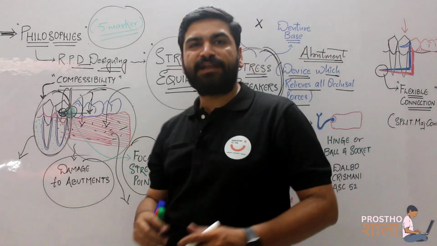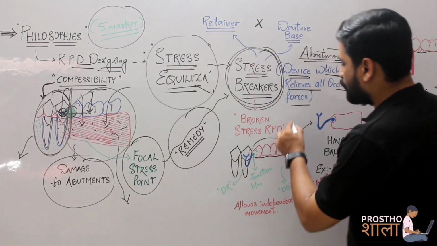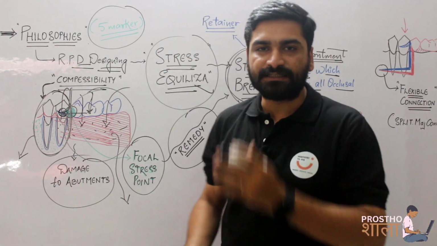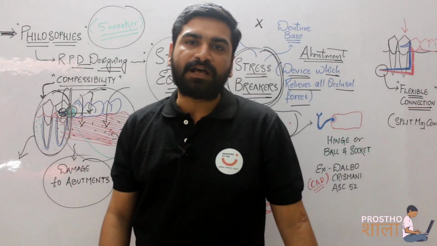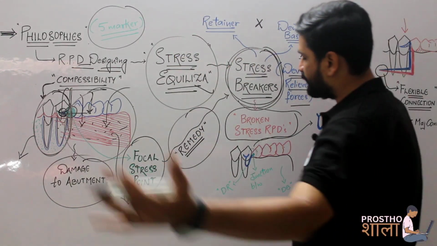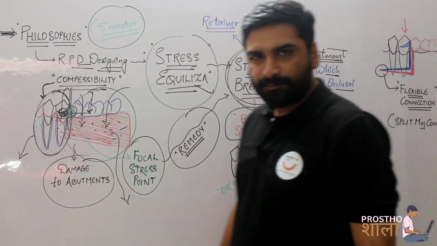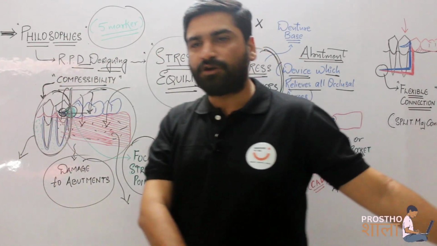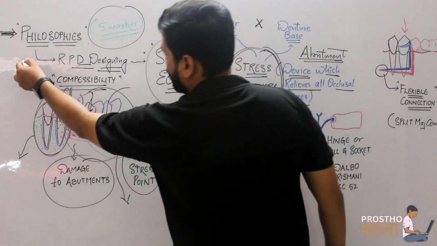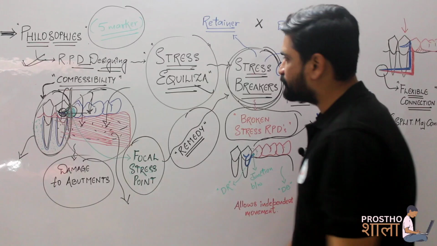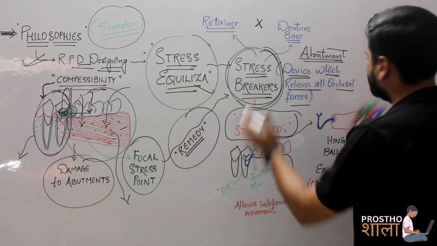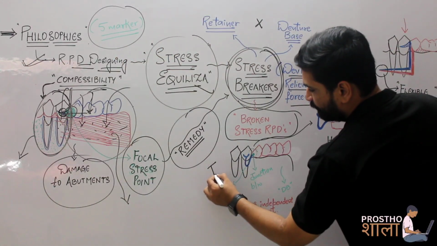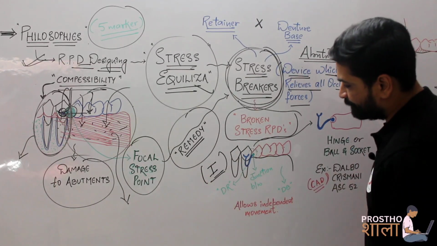Now the RPDs which are made using stress breakers are called broken stress RPDs or articulated prosthesis. What are they called? They are called broken stress. The stress is broken in those types of removable partial dentures, or you can also call it articulated prosthesis. Now when I talk about stress breakers, there are two types, type 1 and type 2. Again, stress breakers is a separate short note which might come as a 5 marker, where you need to start with the introduction of the stress equalization philosophy. You explain about stress breakers, that is type 1, type 2, and then you move on to the advantages and the disadvantages, right?